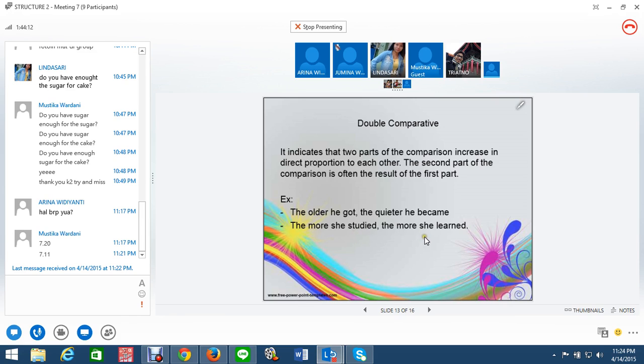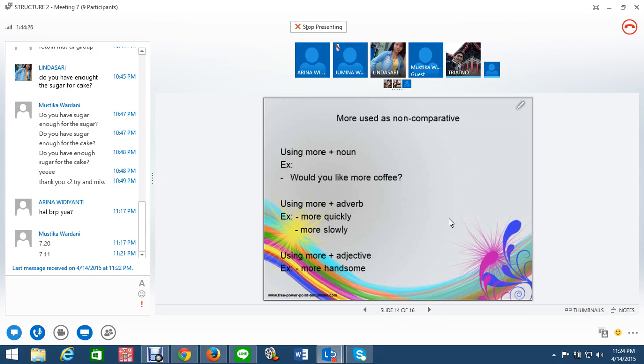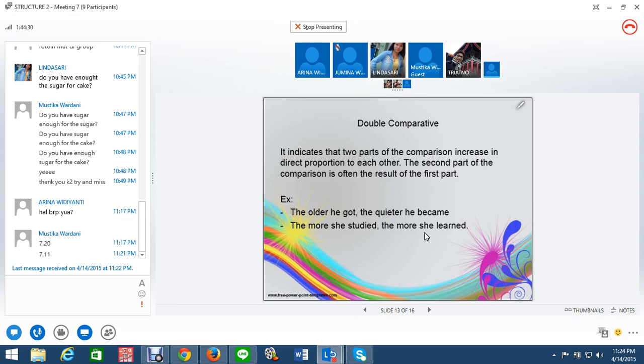The more she studied, the more she learned. Okay. Semakin banyak dia belajar, semakin banyak yang dia ketahui atau yang dia dapat atau yang dia pelajari juga. Okay. So here, this is double comparative, like the harder you study, the more you will learn.